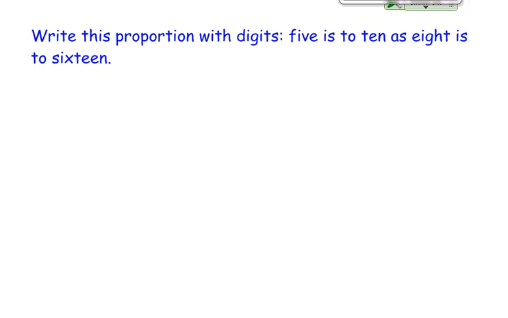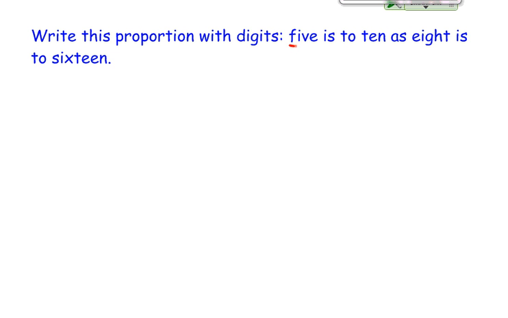Sometimes proportions are just written out in a sentence, just like this. It says, write this proportion with digits. It says 5 is to 10 as 8 is to 16. Now the question would be, well, how do you actually write that? How do you write out this comparison so that it makes sense? Well, in the end, we're just going to read it, and we're going to put our numbers down as we are reading it. It says 5 is to 10.